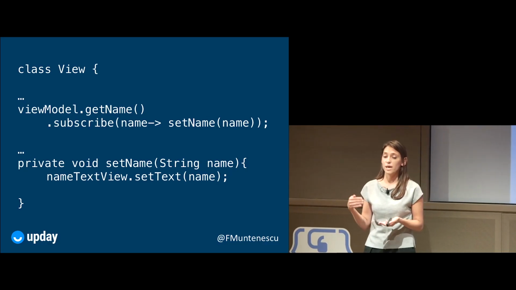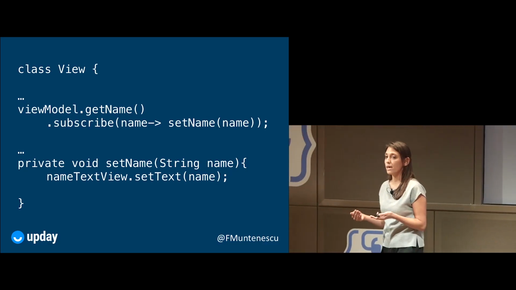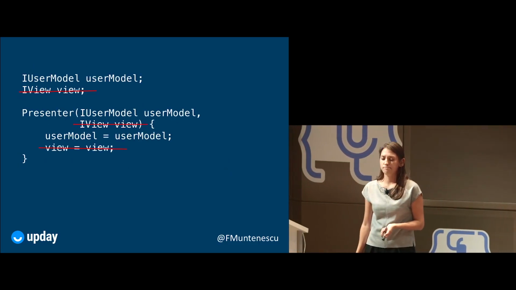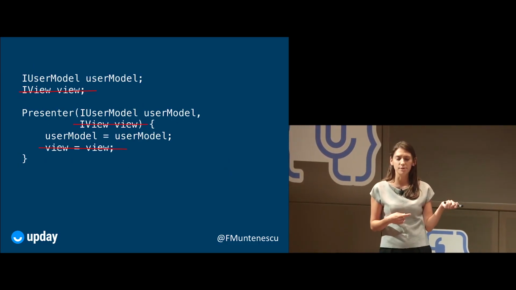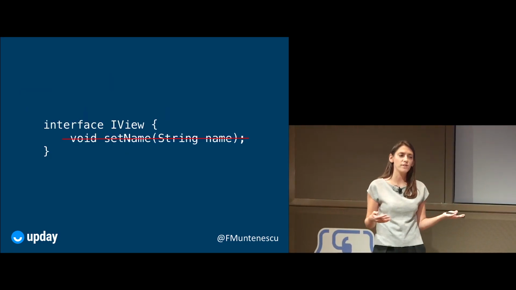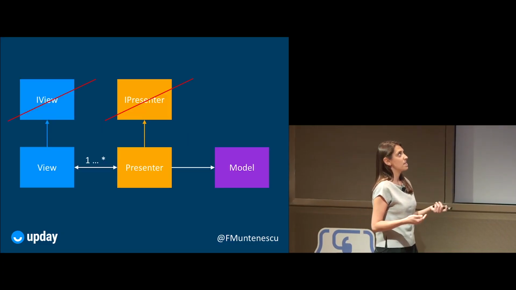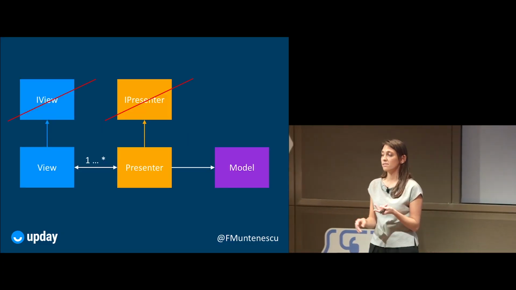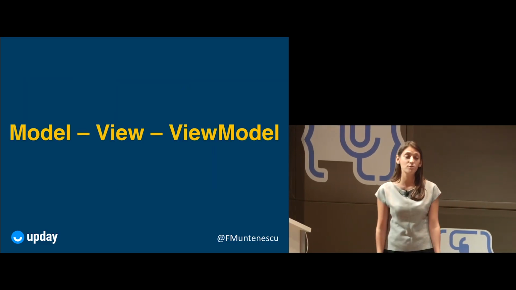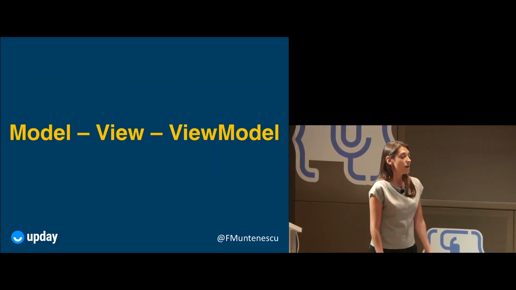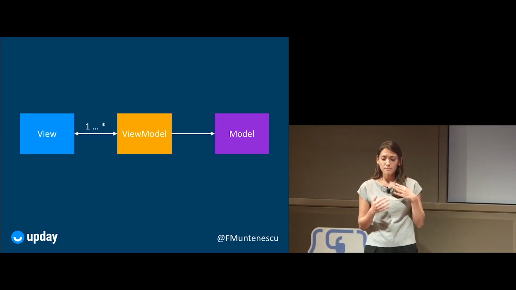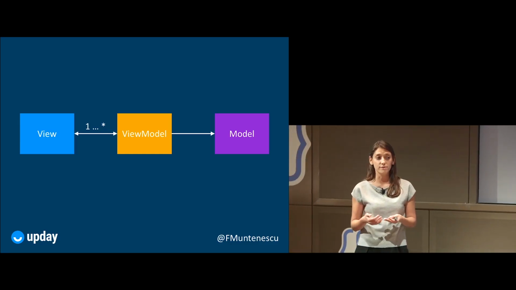And every time a new name is emitted, we're just setting that name as the text for a text view. So this means that actually in the presenter, we no longer need the view. And this also means that we don't need the setName method in the interface of the view. This means that the interface for the view is no longer needed, the interface for the presenter is no longer needed, and what we're left with is the model view viewmodel pattern. The model view viewmodel pattern was introduced by Microsoft in order to simplify event-based implementation of user interfaces.